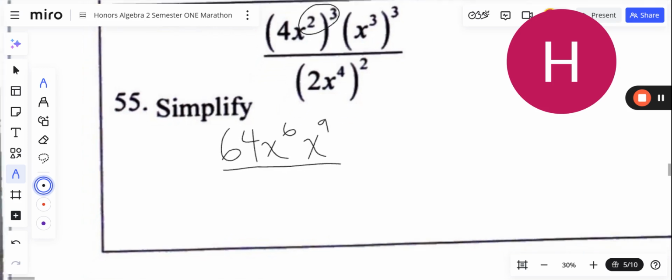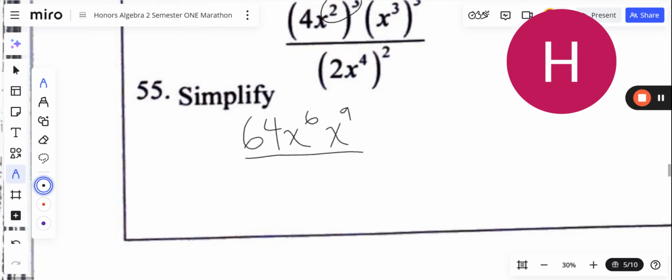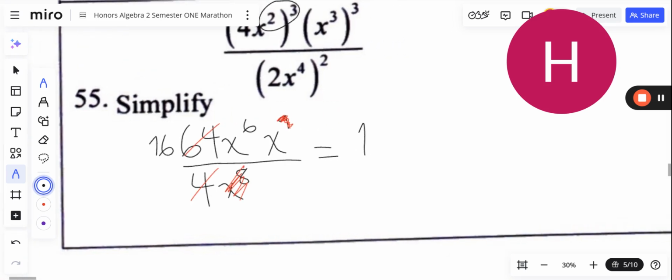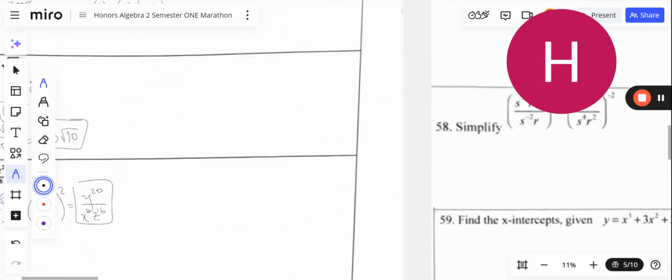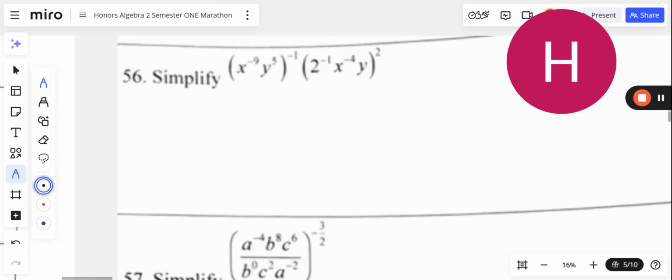I'll combine them in a minute, but I see that I'm going to cancel stuff on the bottom anyways. On the bottom, that's 2x to the 4 times 2x to the 4, which is 4x to the 8. And you can see we can cancel most of these. 8 of these on the bottom cancel with 8 of these, leaving us with just x. And also we can reduce the 64 with the 4, leaving us with 16. All right, very easy. So 16x to the 7, because the 6, and we still have 1 here. Very simple enough. All right, let's continue simplifying expressions.